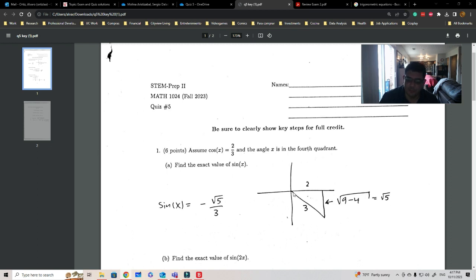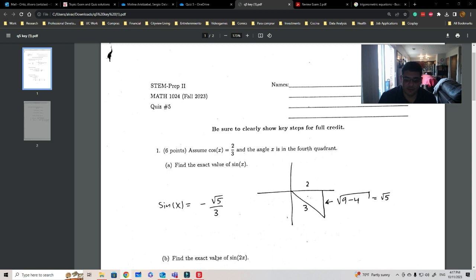Now, because we are in the fourth quadrant, that means that the sine is going to be negative. And the sine is the opposite, which is the square root of 5, over the hypotenuse, which is 3. So from this, we get that the sine of x is minus the square root of 5 over 3. Okay? So this is one way to get to that.